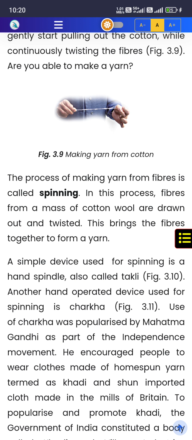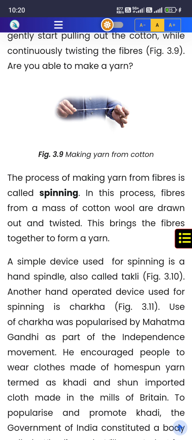Another hand operated device used for spinning is called charka. The use of charka was popularized by Mahatma Gandhi. So you must have seen the photos where Mahatma Gandhi is sitting with an instrument in front of him. That same thing is called charka, and he used to weave cotton yarn to make clothes. And that was a part of the independence movement.